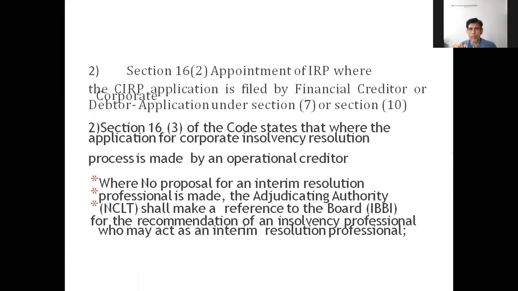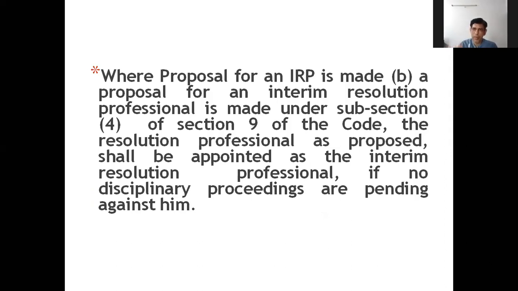Then Section 16(2) comes in, where the application is filed by the financial creditor or the corporate debtor, and it says that in the application you have to mention the name of the IRP. In the case of the operational creditor, the operational creditor may or may not give the name of the IRP at the time of the application. So suppose the operational creditor has not given the name of any IRP when the application was made, then it is left up to the adjudicating authority to make a reference to the Board for the recommendation of an IP to act as an IRP. And the IBBI, based on its panel list, will propose a name to the NCLT that you can appoint this particular person, and thereafter that person is appointed by the NCLT, subject to all the conditions which are required to be met. So this is the whole process of appointment of the IRP once the case is admitted.